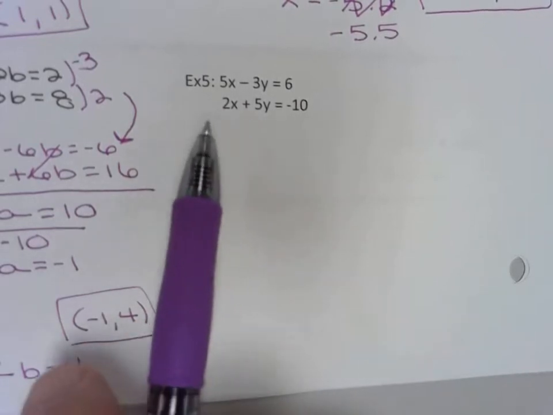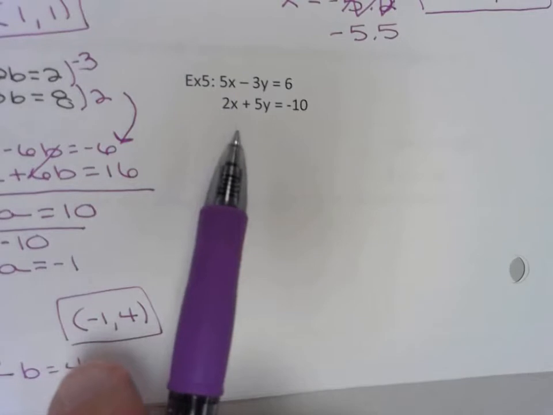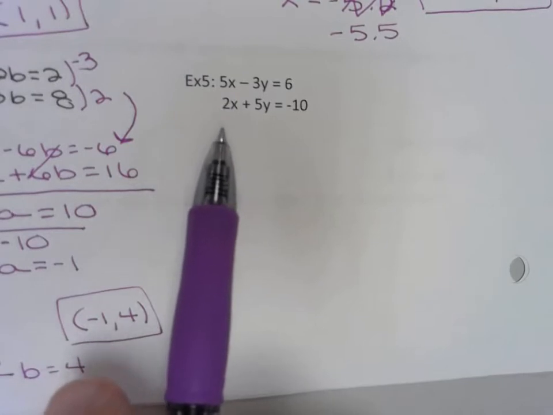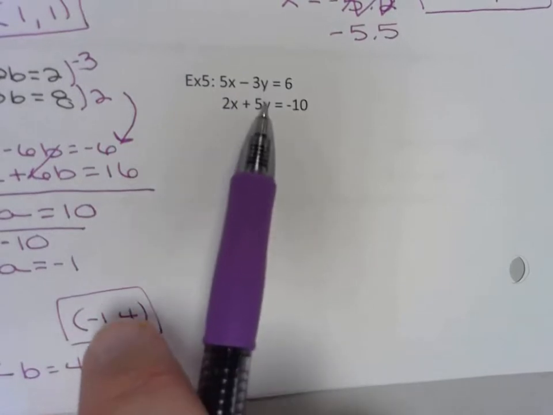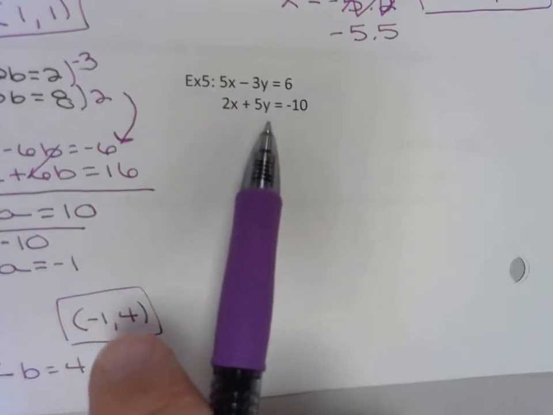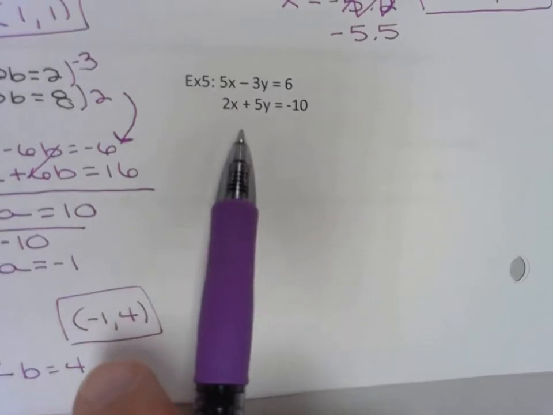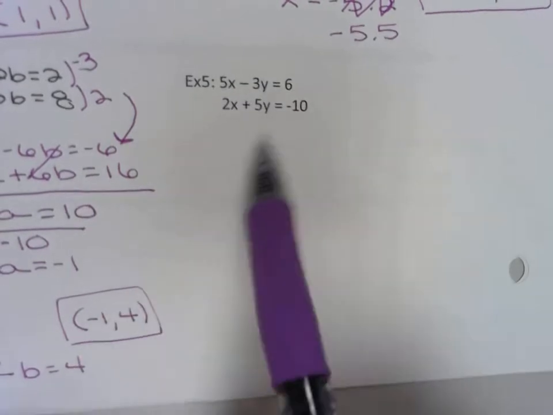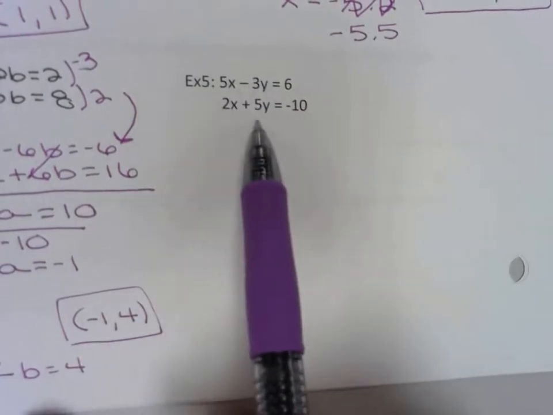Now it doesn't matter if you choose to eliminate my x's or y's. Just a little something that might be a little easier is if I look at my y's, I already have a negative and positive. So that's going to prevent me from multiplying by a negative number. So the y's might be a little easier. So let's look at my y's. I already have a negative and a positive.